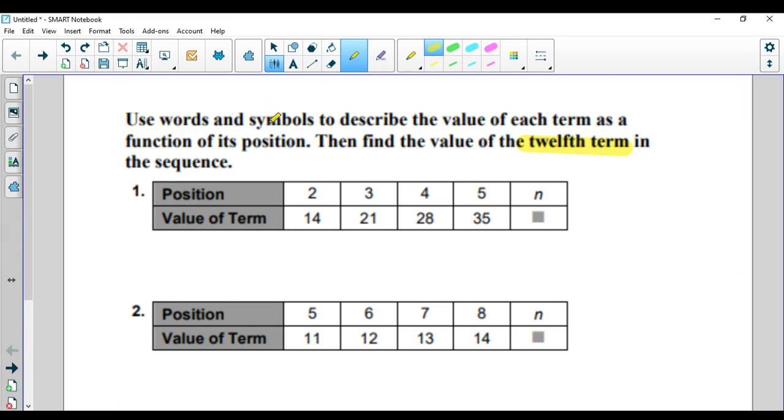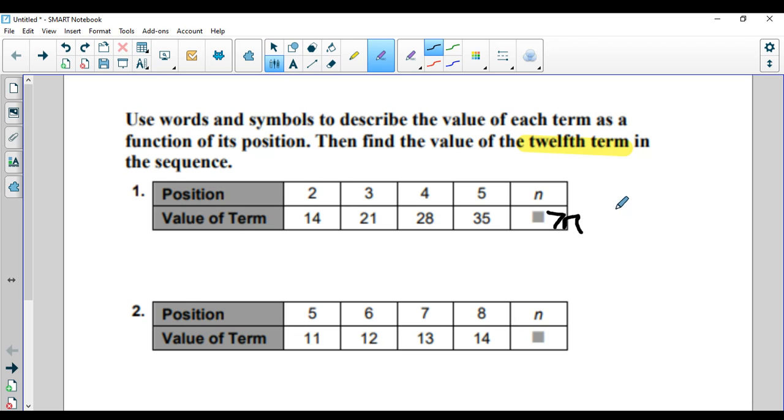The directions ask us to use words and symbols to describe the value of each term as a function of its position. So we have position and we have value of the term. The second term was worth 14. The third term was worth 21. The fourth term, 28. The fifth term, 35. So we want to come up with a rule for the nth term, for any term that I could possibly think of. So let's see, what do we do to get from 2 to 14? Times 7. Let's see if it works for here. 3 times 7, that works. 4 times 7, 5 times 7. So every time I was saying times 7, my rule is going to be n times 7, or 7n.